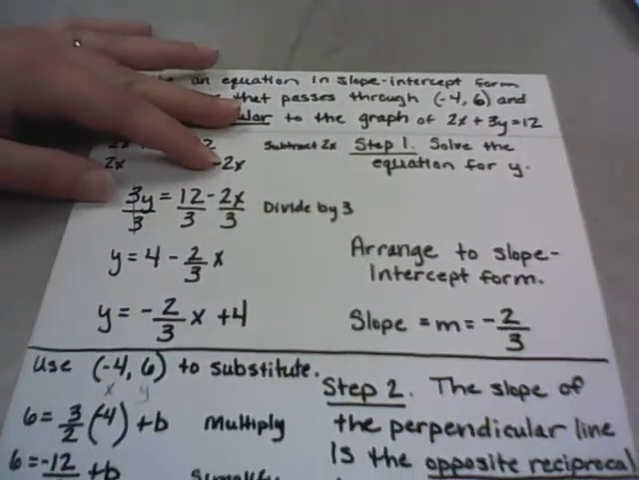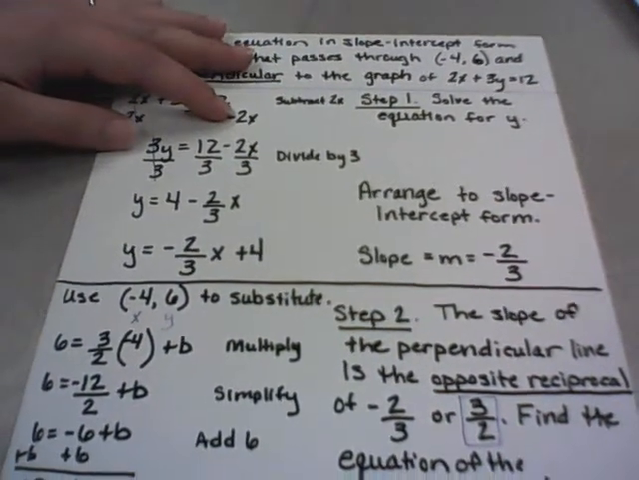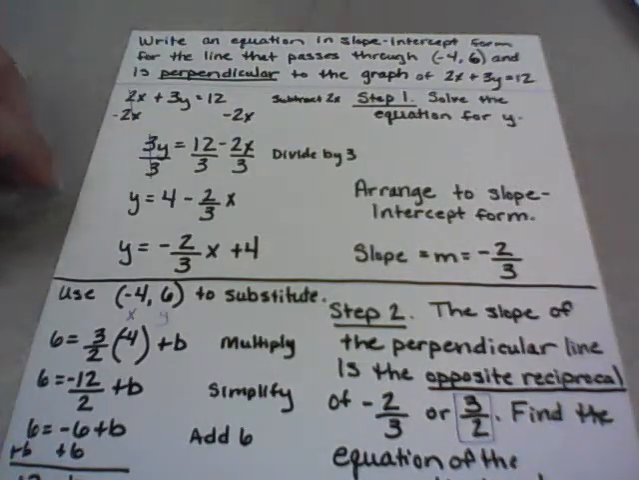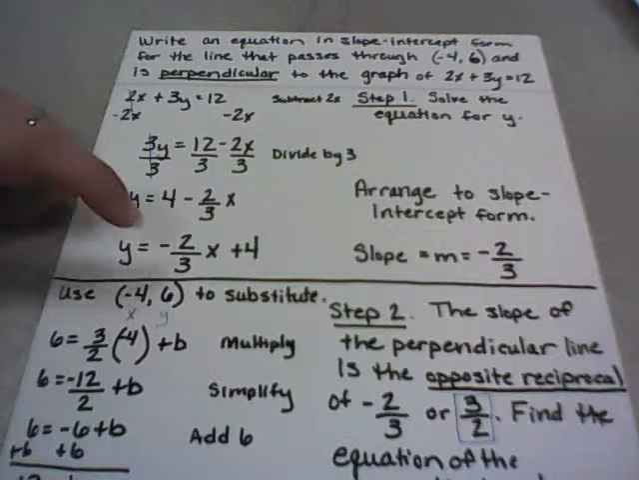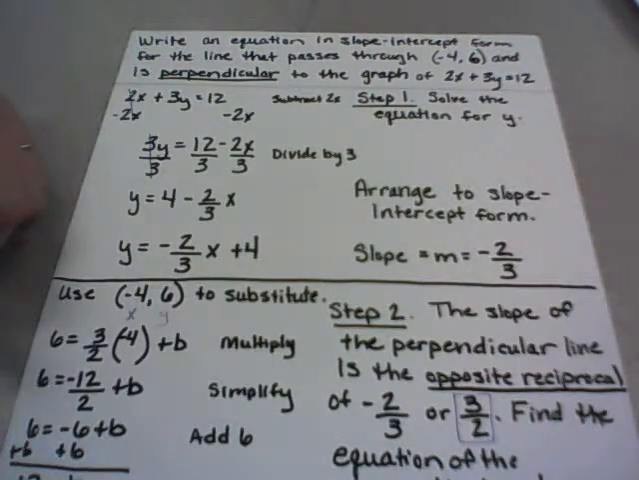Okay, on our next step of finding our new equation, we are going to use our ordered pair given at the beginning, (-4, 6), to substitute. The slope of a perpendicular line is the opposite reciprocal of -2/3, which in this case would then be a positive 3 over 2. We're then going to find the equation of the perpendicular line.